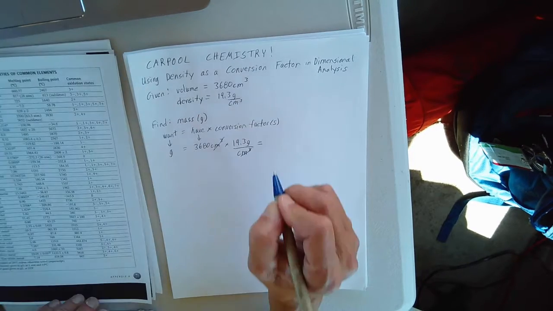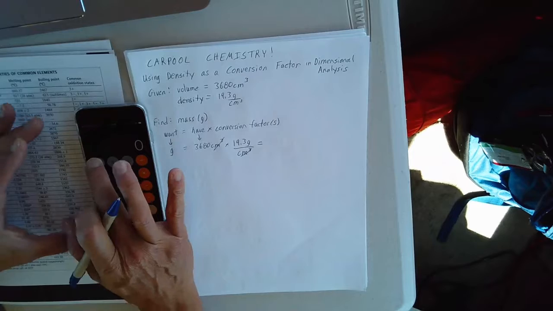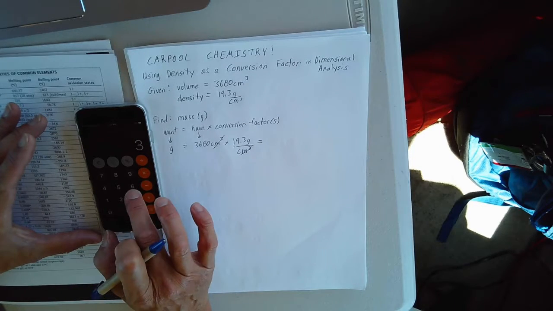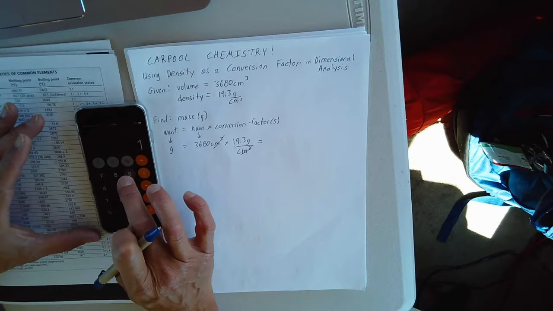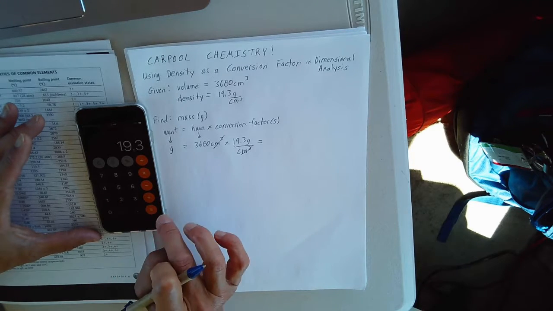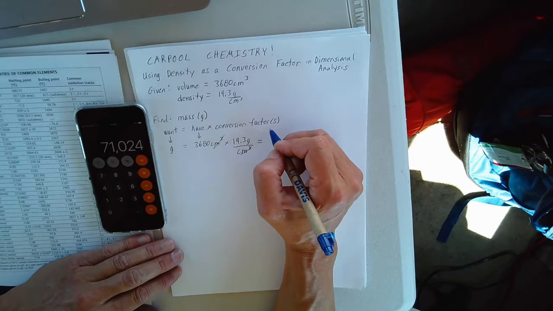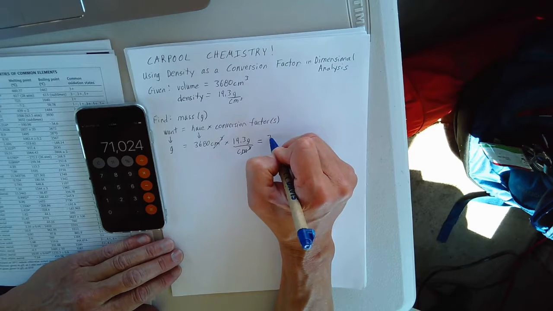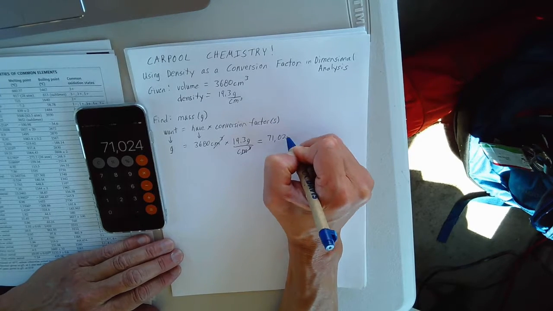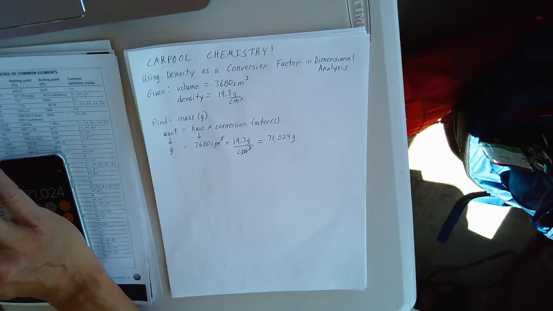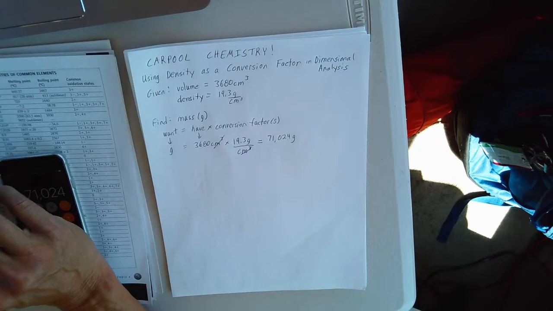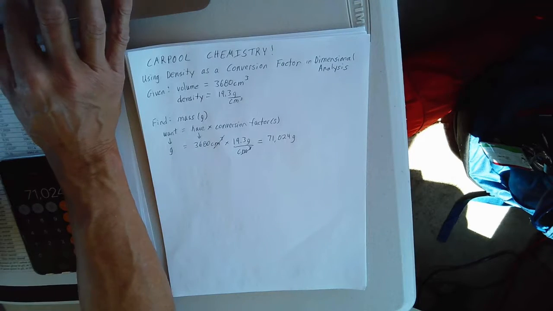We are now able to put down our equal sign, take out your calculator. 3680 times 19.3 equals 71,024 grams. And that's how you use density as a conversion factor in dimensional analysis.